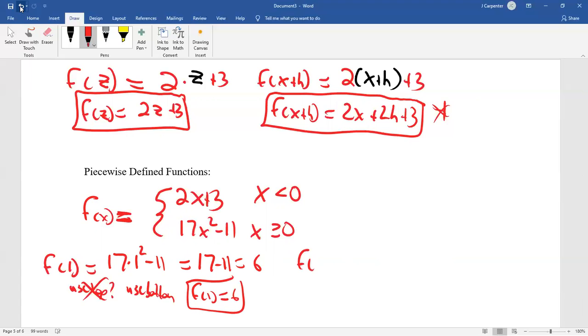But if I wanted to do f of negative 1, then we would use the top because negative 1 is less than 0. So that would be 2 times negative 1 plus 3, which is negative 2 plus 3, and that's positive 1. So f of negative 1 is positive 1.